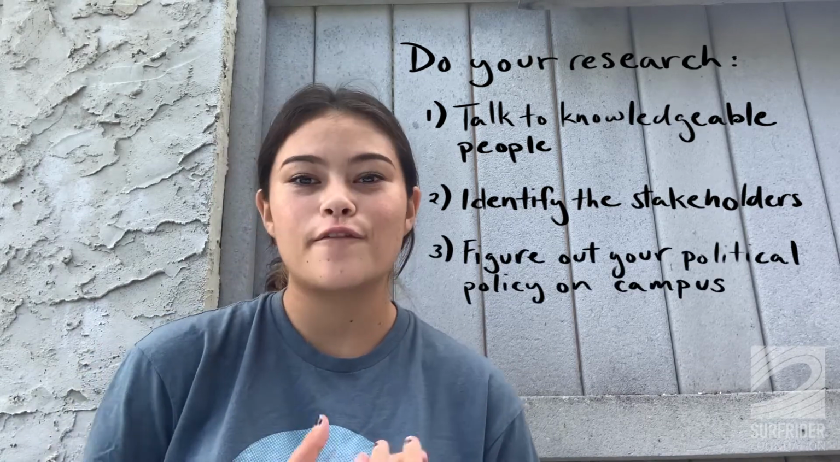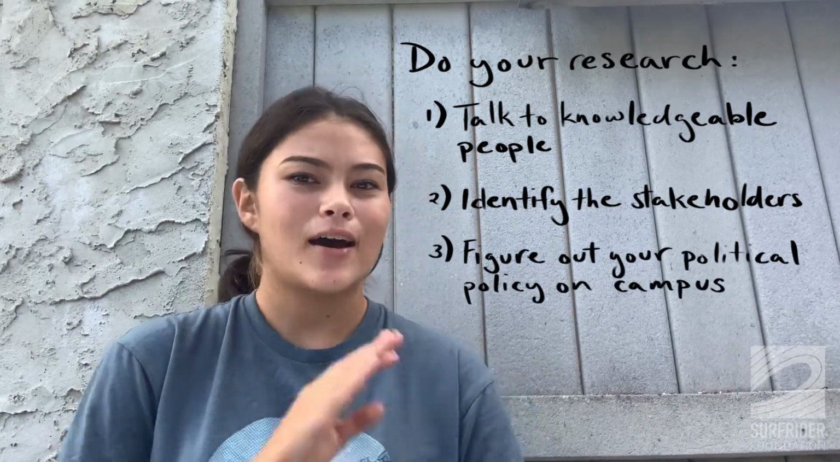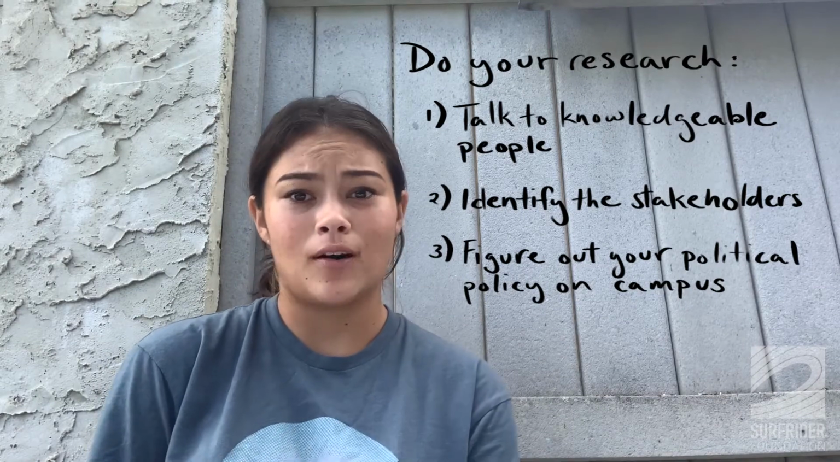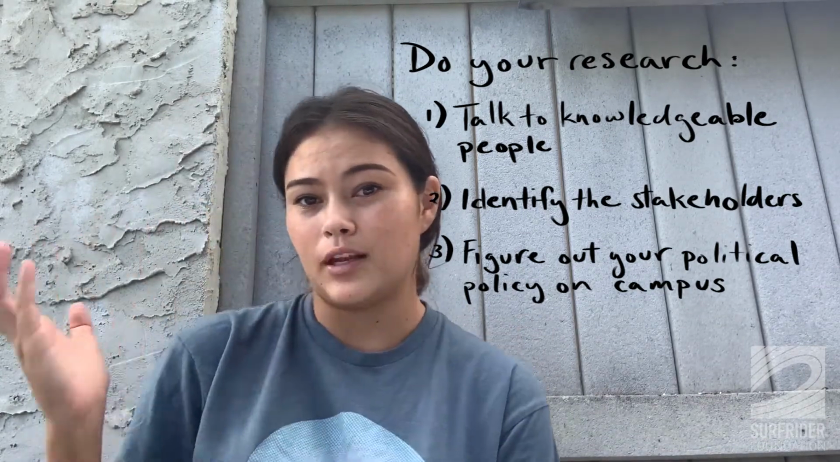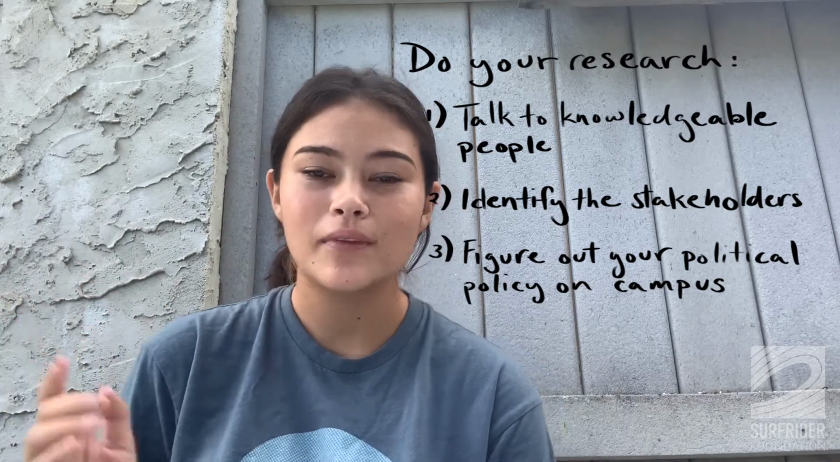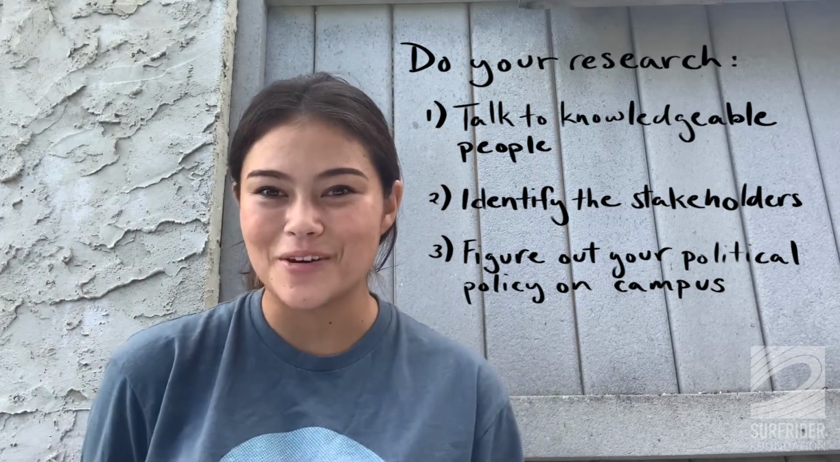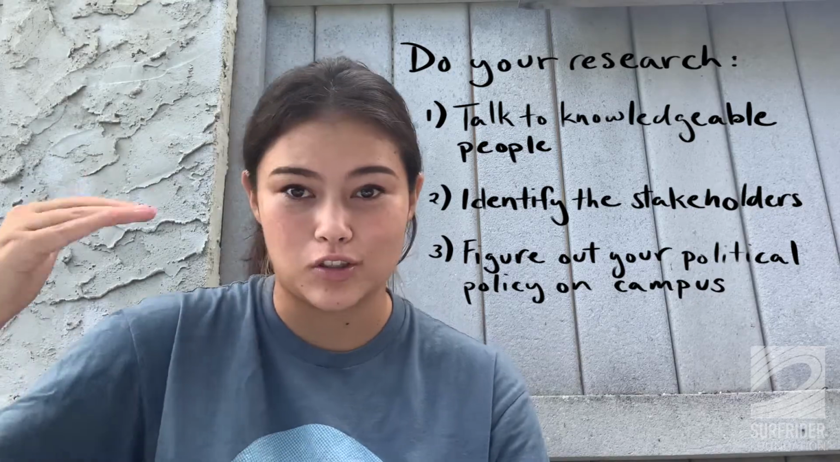And lastly, figuring out your political process. How exactly do you go about changing policy or creating policy? Do you have to go through your student government? Do you have to have a meeting with your board of regents or with the chancellor? Figuring this out will obviously help you understand what exactly you need in order to reach your goal.